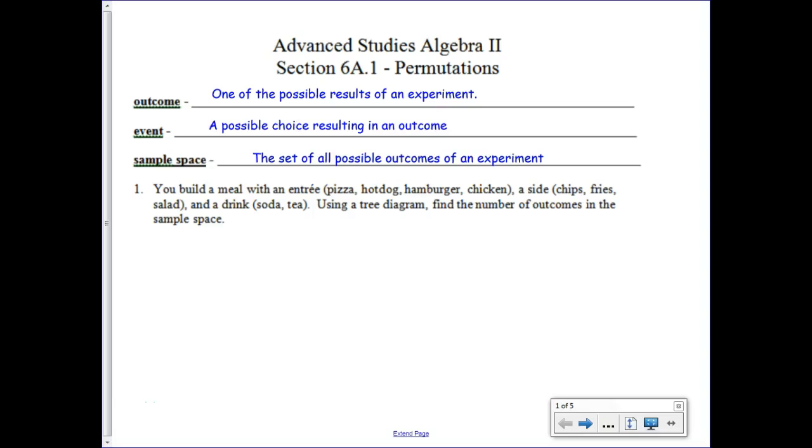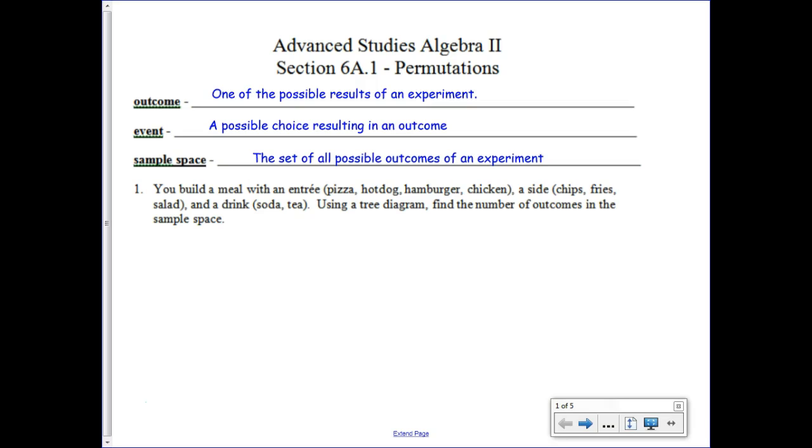Hey guys, today we are looking at permutation. So 6A.1, I believe you need to copy these definitions down. An outcome is one of the possible results of an experiment. An event is a possible choice resulting in an outcome. And a sample space is a set of all possible outcomes of an experiment.